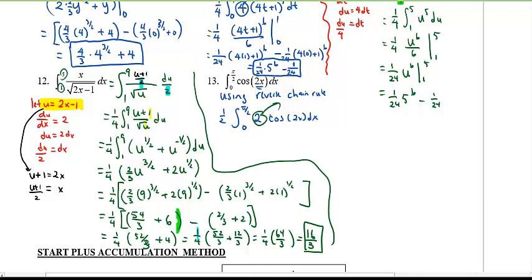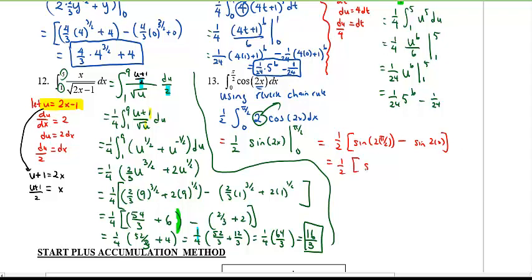The integral of cosine, of course, is just sine. So this is now sine of 2x, evaluated from pi over 2 to 0. I will do that now. Sine of 2 times pi over 2. Nice. Minus sine of 2 times 0. Nice. And don't forget that 1/2 applies to both of those terms.